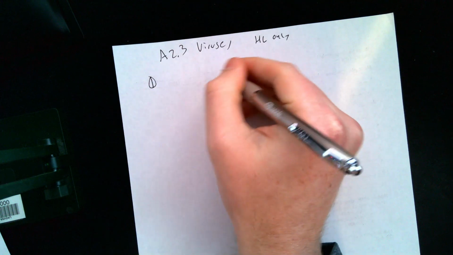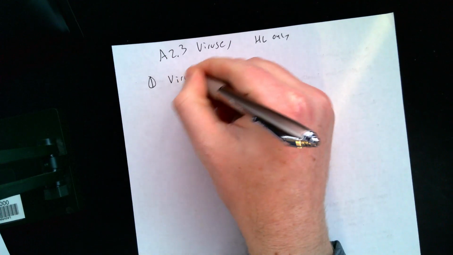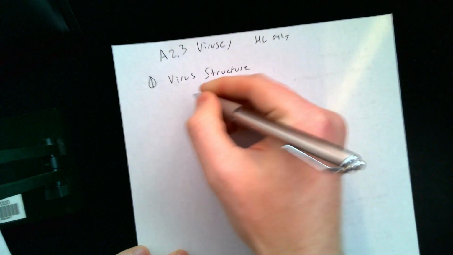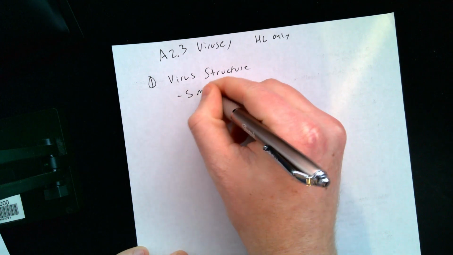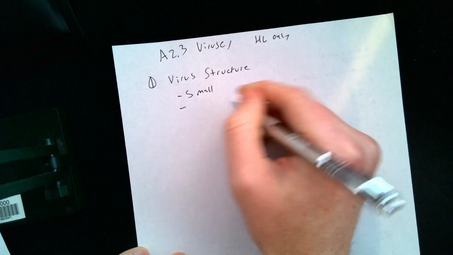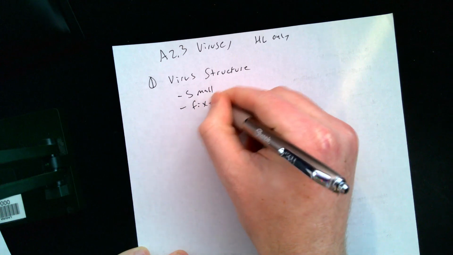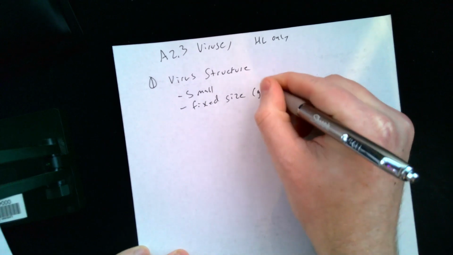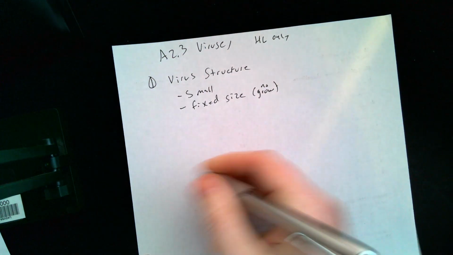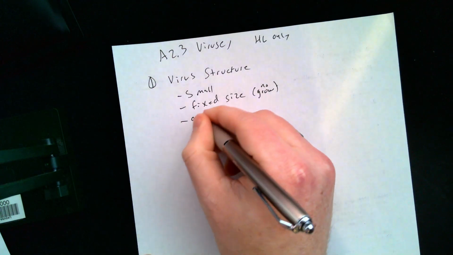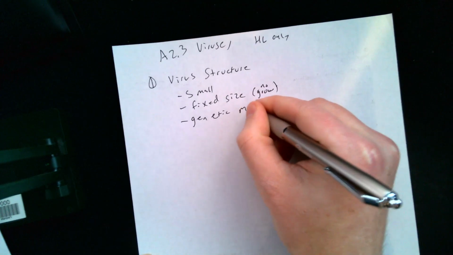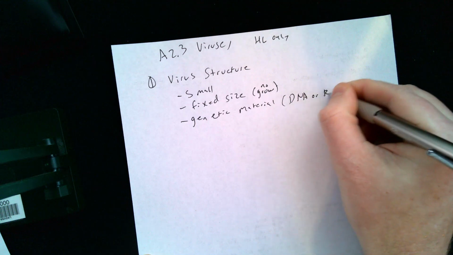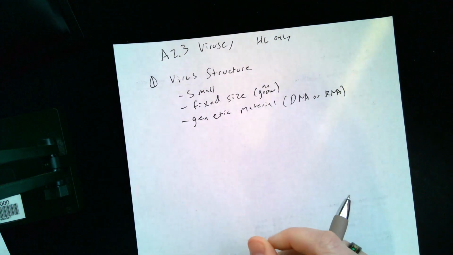Standard 1 is all about virus structure. They are small. They have a fixed size, which means they do not grow. So they're not considered to be living, and so they have no growth. They have some sort of genetic material, and a wide variety of it, but it has to be DNA or RNA, and it could be single-stranded or double-stranded DNA or RNA.